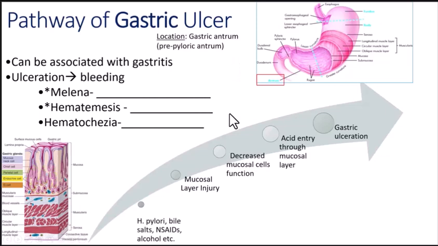So what happens is the blood that's produced by this ulceration is going to move through your digestive tract and be digested. And then it turns into this black stool that more appropriately is called melena. So this is very important for you to know.